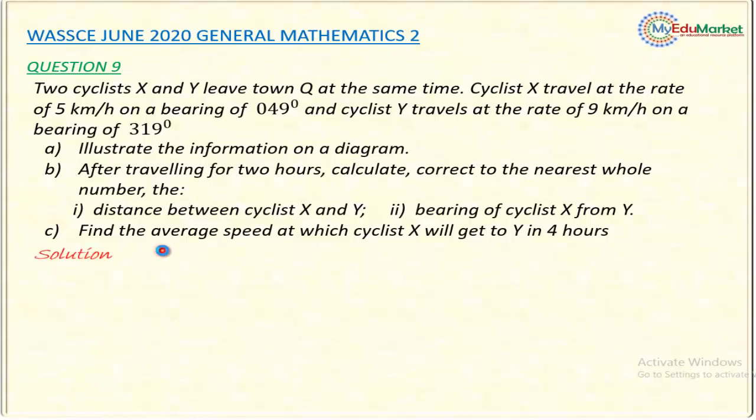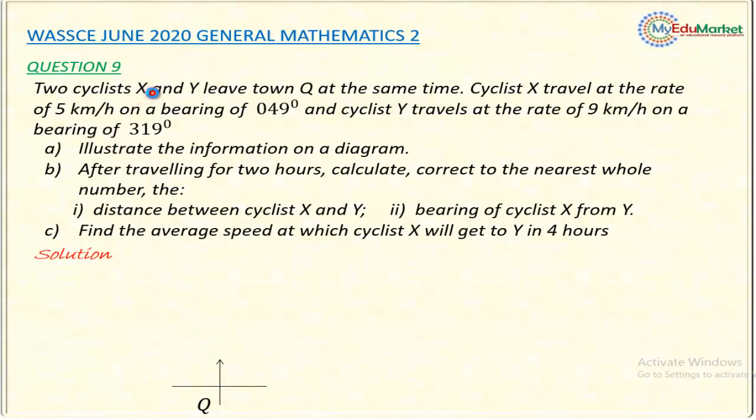Solution: the first question is to illustrate this information on a diagram. It says there are two cyclists X and Y, and they leave town Q at the same time. So let me mark the location of Q. This is the location of Q, because it is their departure point. They leave town Q at the same time.